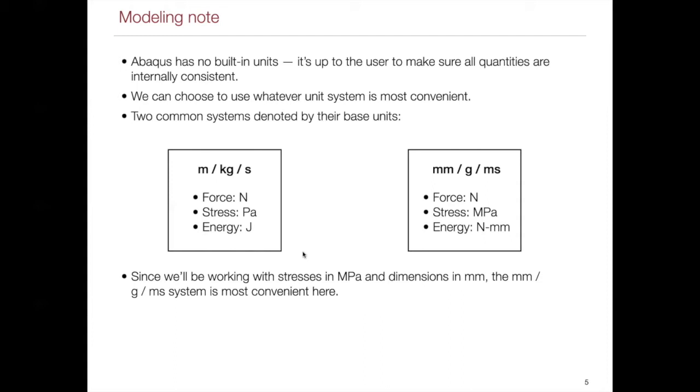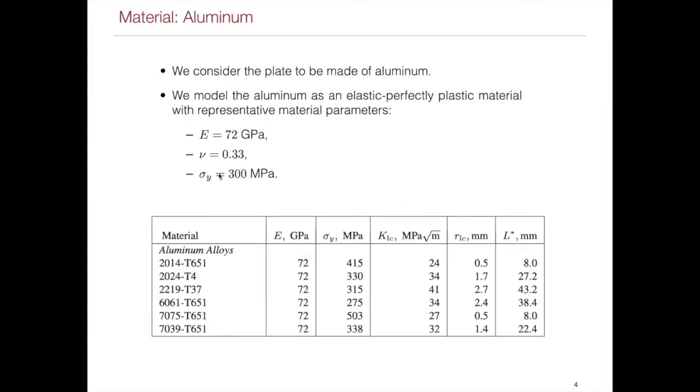And so here, for our problem, since we're going to be working with stresses in megapascals and dimensions in millimeters, the millimeter, gram, millisecond system is going to be most convenient for us. So for example, this Young's modulus value of 72 gigapascals, we'd put in 72,000 because it's 72,000 megapascals. And this yield stress of 300 megapascals, we would put in just a value of 300 rather than, in the past video, if you're working in meters, kilograms, and seconds, you would have put in 300 E6, 300 times 10 to the 6th power.